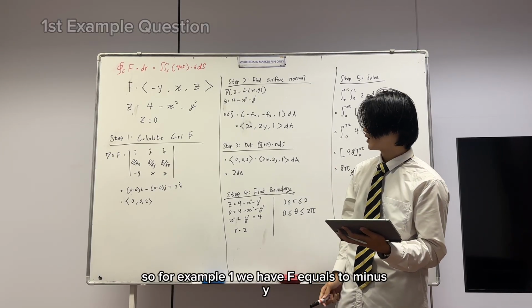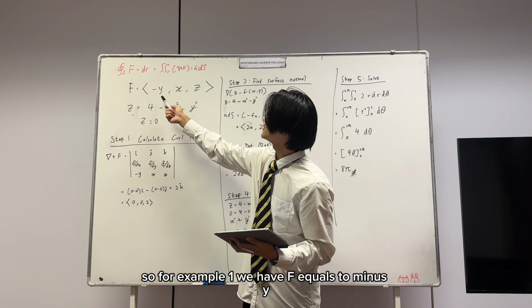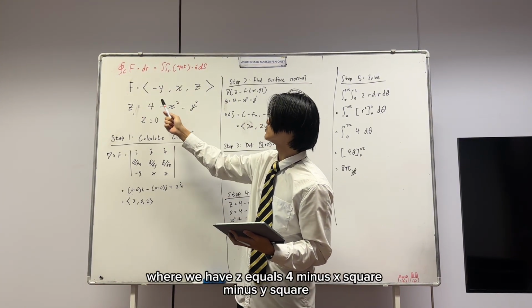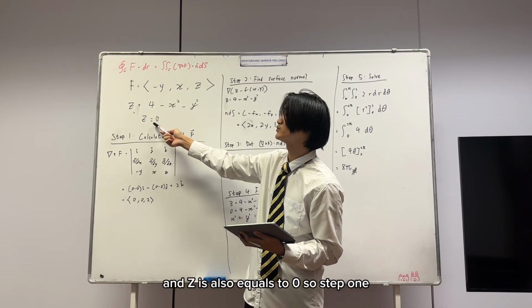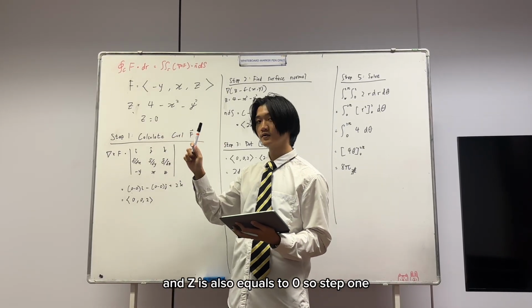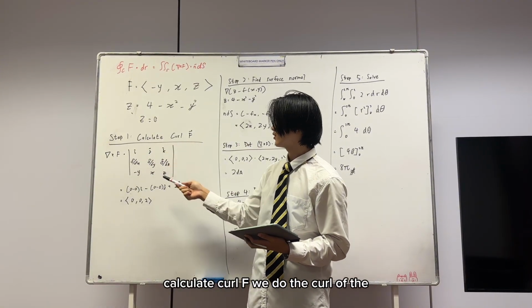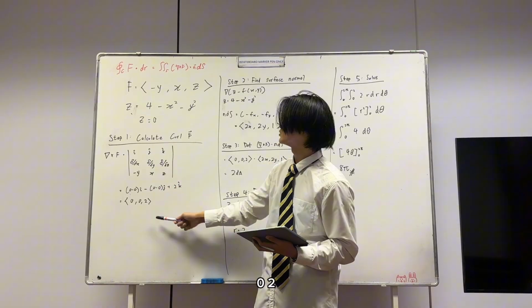So for example 1, we have F equals to minus y, x, and z, where z equals 4 minus x squared minus y squared, and z is also equal to 0. So step 1, calculate curl F. We do the curl of the function here. We got 0, 0, 2.